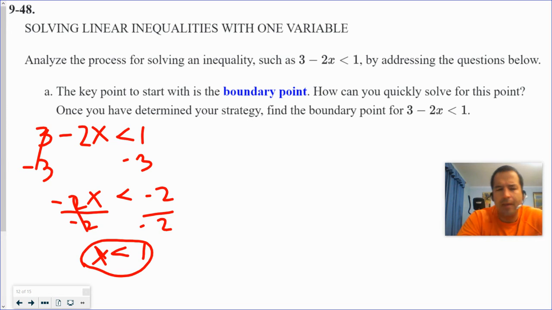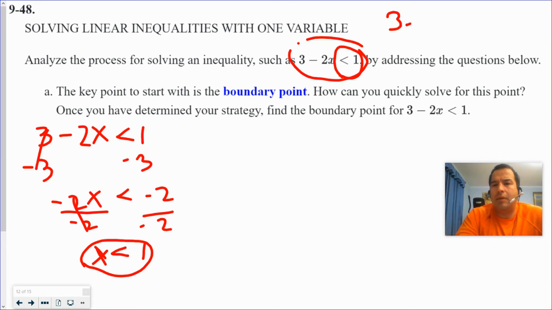Really? Well, give me a number less than 1. How about 0? Let's try it up here. 3 minus 2 times 0 is 0, and 3 minus 0 is 3, and 3 is less than 1? Really? Well, what about -1? -1 is less than 1.